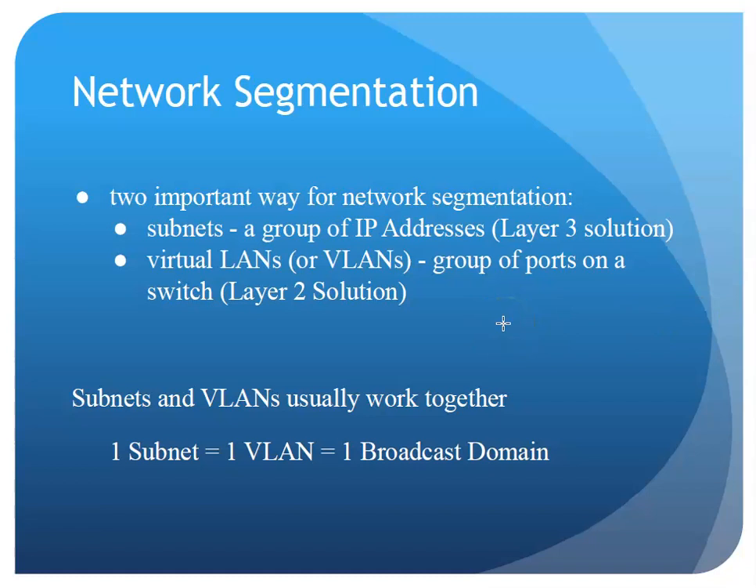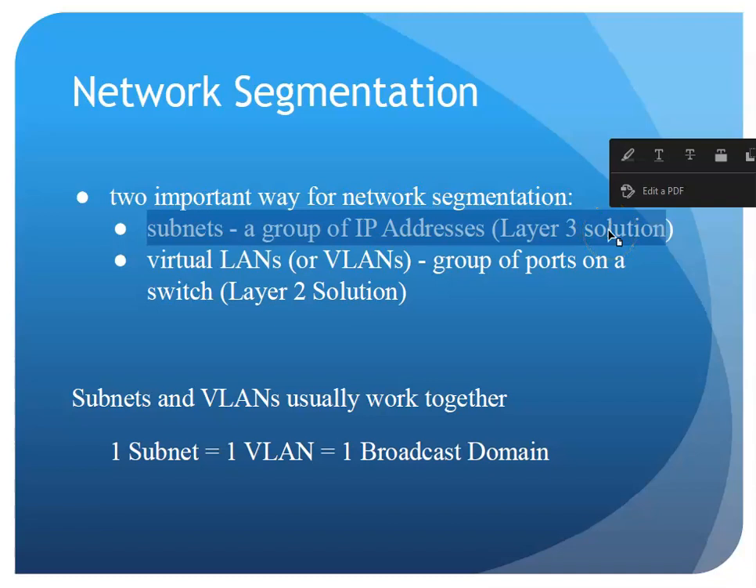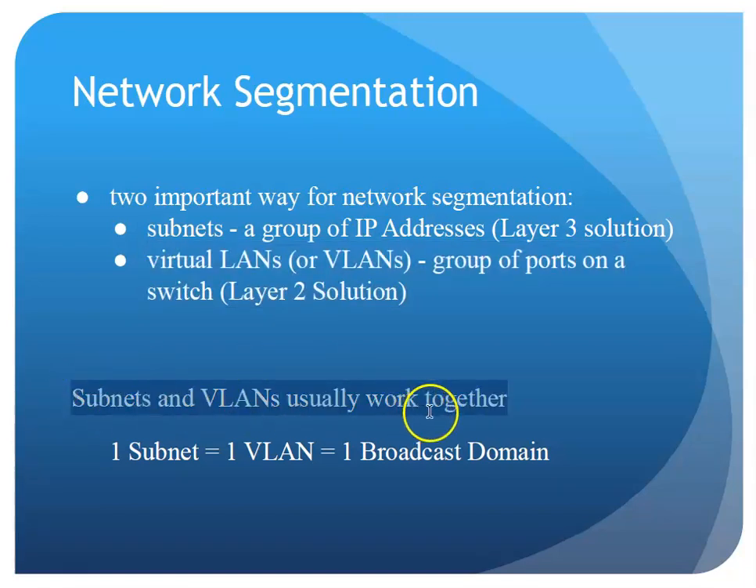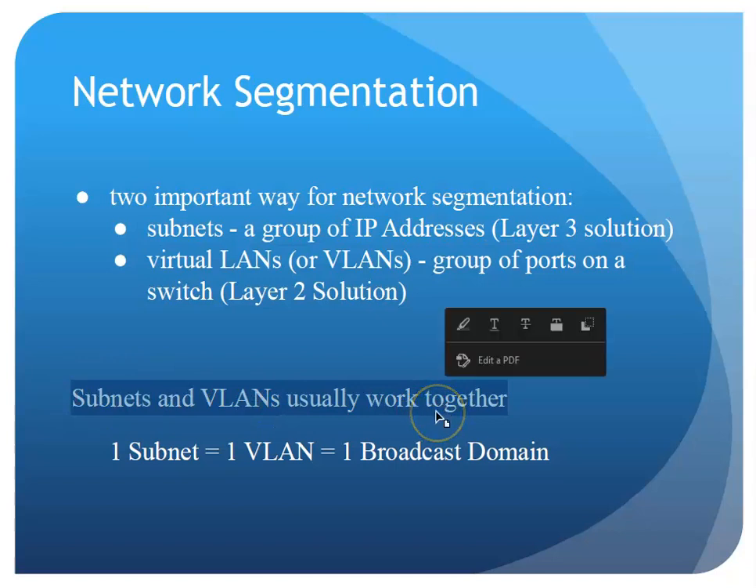Two important ways for network segmentation: I can do a subnet, which we're going to spend a chunk of this chapter on, or I can do VLANs, which again we're going to spend a chunk of time on in this chapter as well. What we do want to remember, and later in the chapter they tie this thought up, but I'm going to plant it right now: typically, subnets and VLANs usually work together. They don't usually work on their own. We typically use them together.